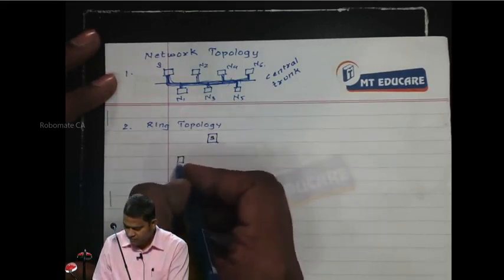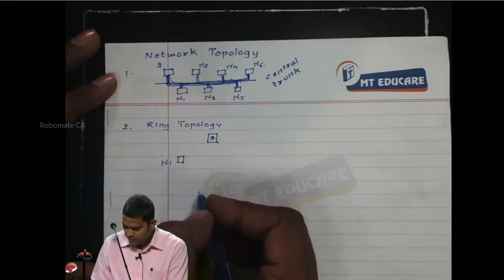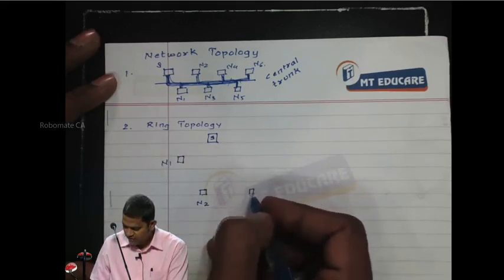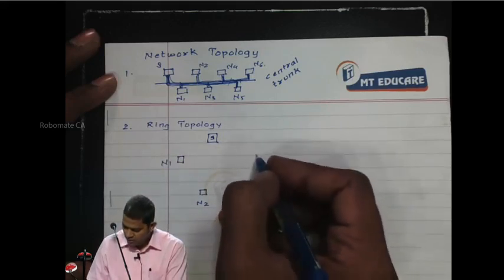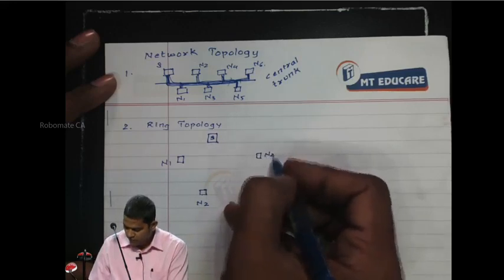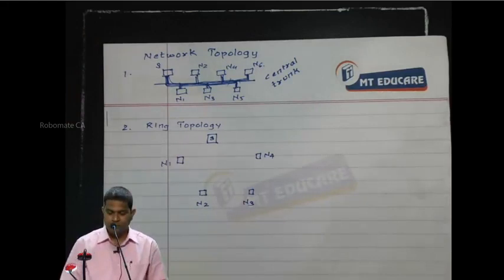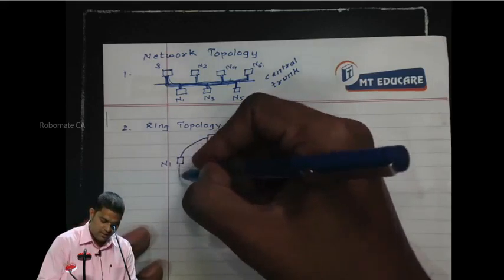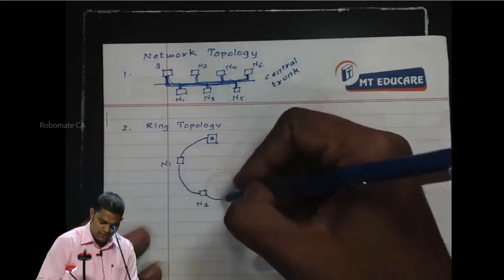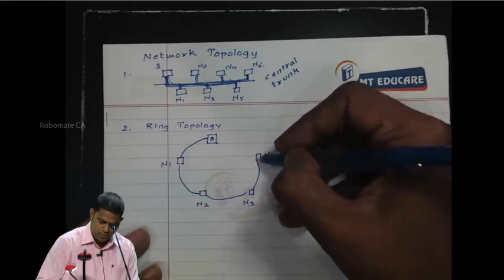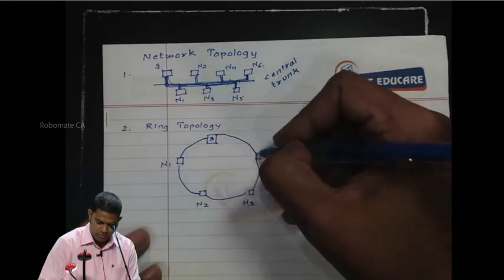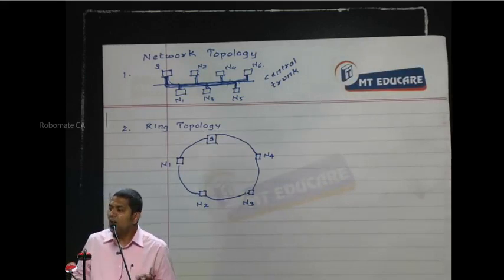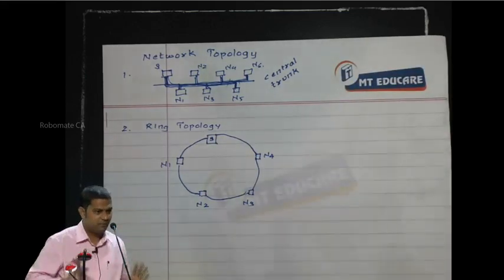Here we have, say, node 1, then node 2, node 3, and node 4. So, how will the connections be made? Here, the server will be connected directly to node 1. Node 1 is connected to node 2. Node 2 is connected to node 3. Node 3 to node 4. And again, node 4 to the server. So, we are creating a closed loop. We are creating a circuit. Right?